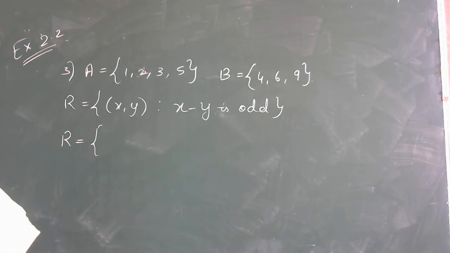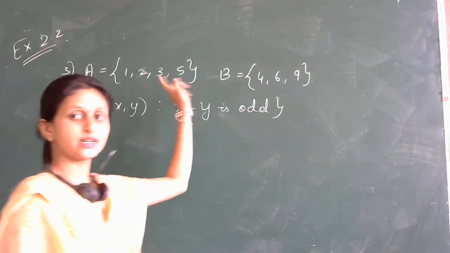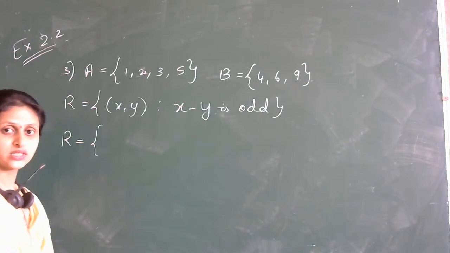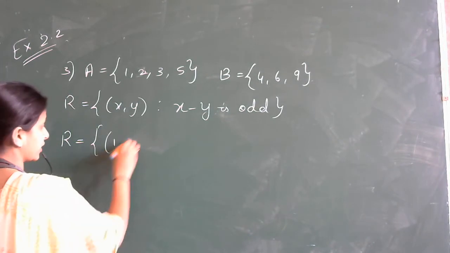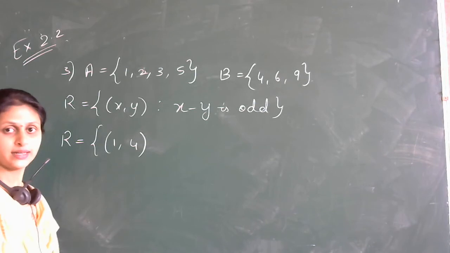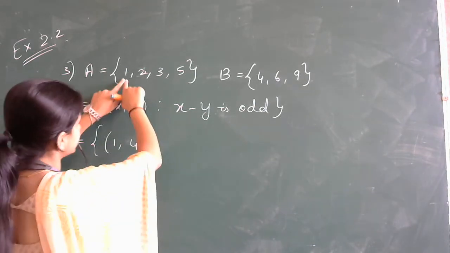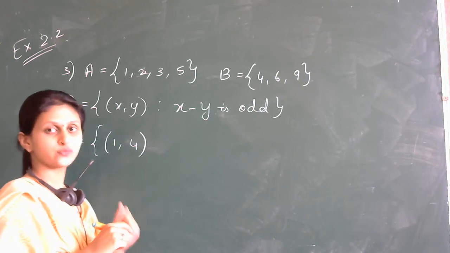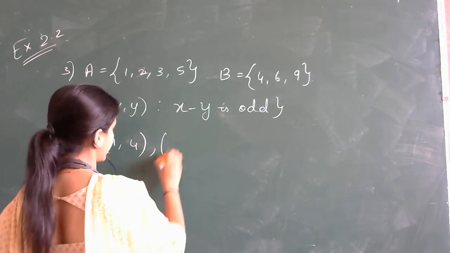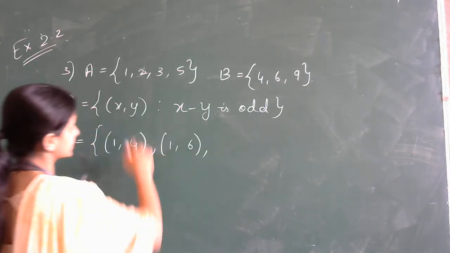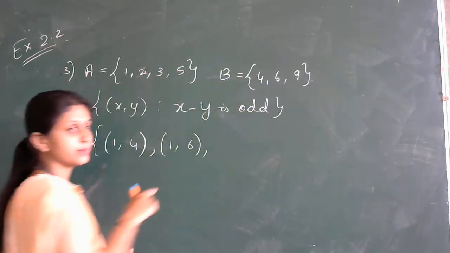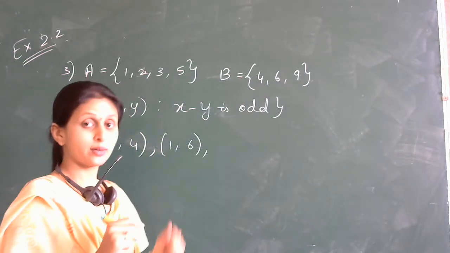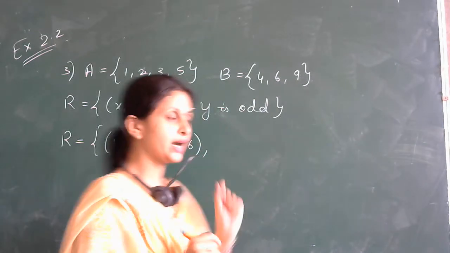So observe, students. If I take 1 and 4, what is 1 minus 4? It is minus 3. So I can take 1 and 4, right? Minus 3 is odd. Next, take 1 comma 6. 1 minus 6 is minus 5. Again it is odd, so I can take it. Next, take 1 comma 9. 1 minus 9 is minus 8. Minus 8 is an even number, so you can't take it.